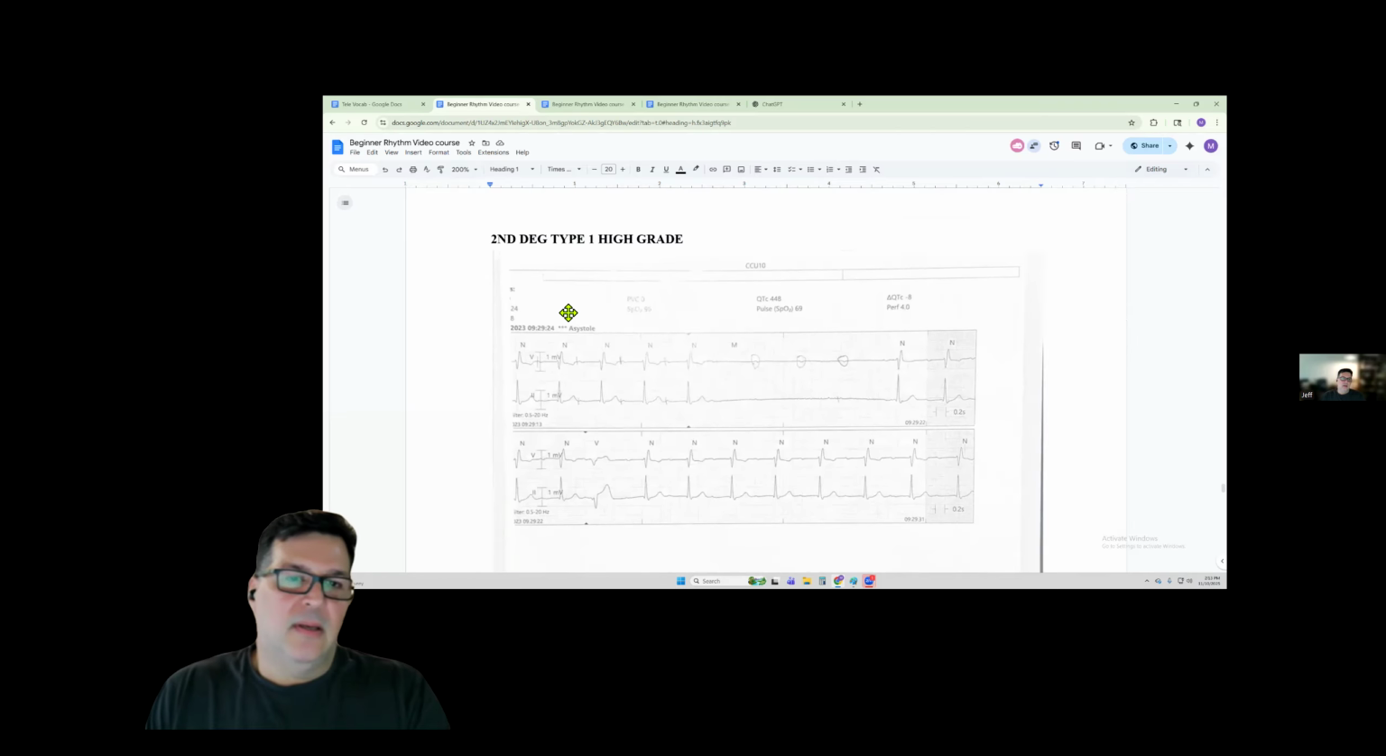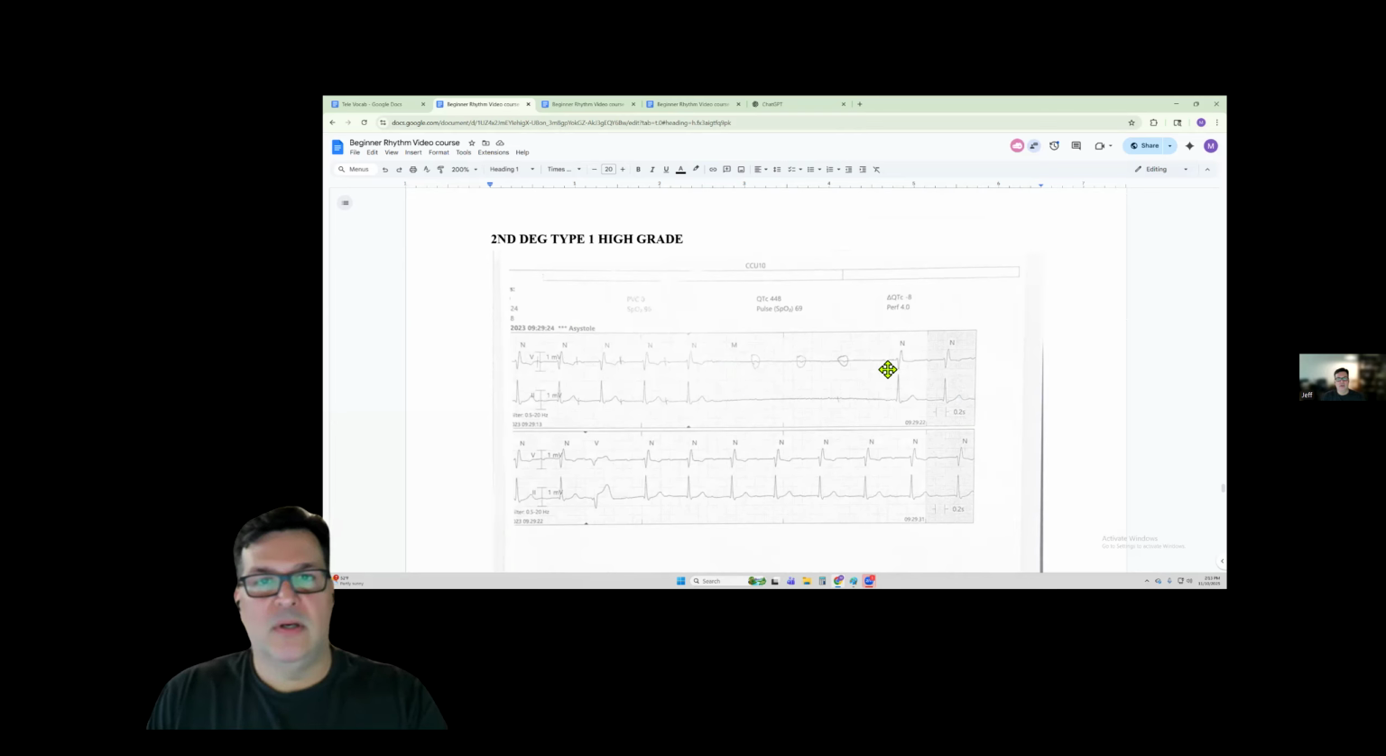So this example is what you call a high-grade AV block, where instead of just 1 missing QRS complex, you have multiple, 3 or more missing QRS complexes, 3 or more blocked QRS complexes. It's a high grade.